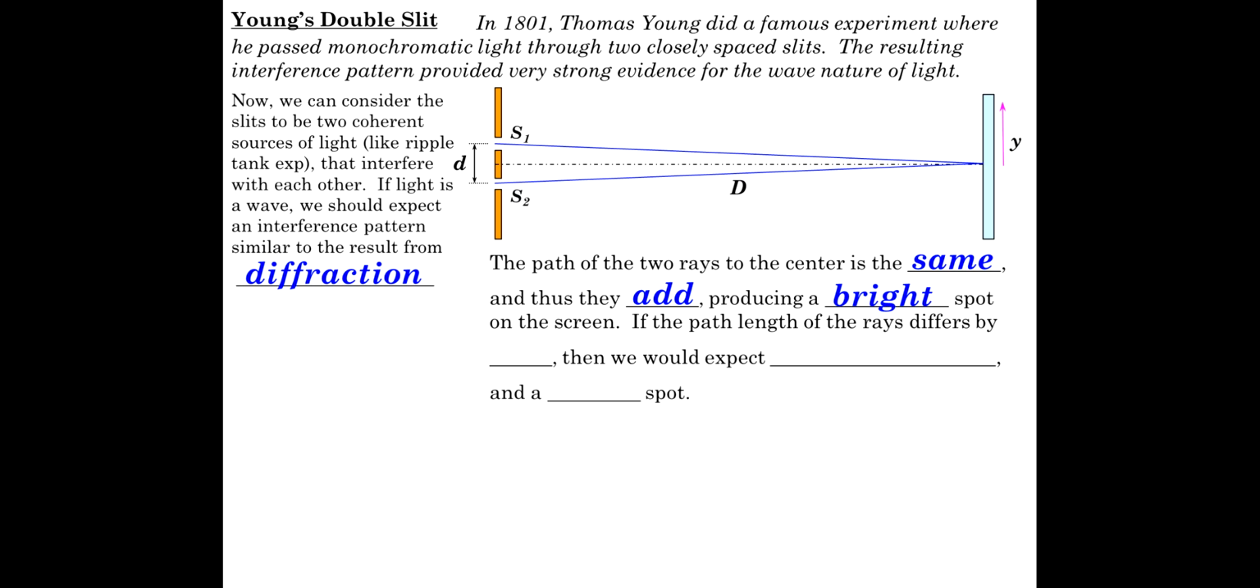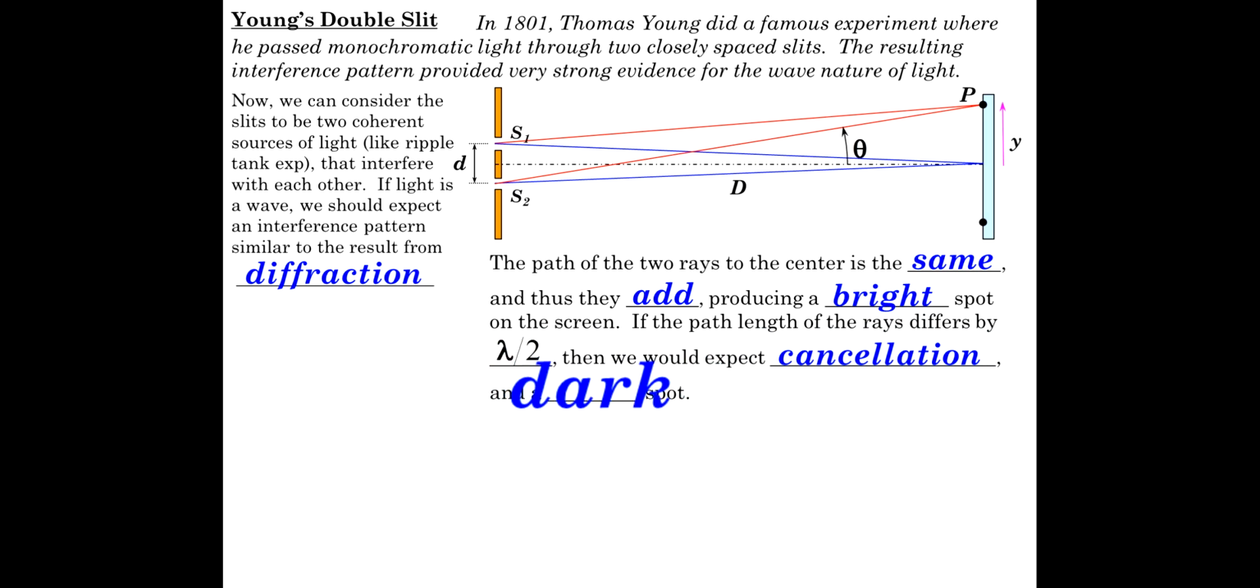Now, on the other hand, if the path length differs, remember the pieces of cardboard? The cardboard waves, the two point sources demonstrated as cardboard waves combining at a different point, like this, where it's constructive or destructive, depending on what we're looking for. Well, if the path difference, the length of this path and this path, if the difference between those is half a wavelength, then we should expect cancellation, destructive interference, and a dark spot. So that would be a dark spot.